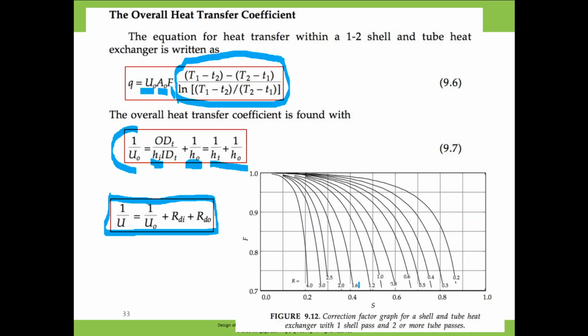Okay, so this is again the repetition: the same plot is presented here, where we need to calculate the correction factor. It can be taken from the chart when you have the given values for R and S, and this is applicable for one shell and any number of passes in multiples of 2, like 2, 4, 6, 8, and so on.